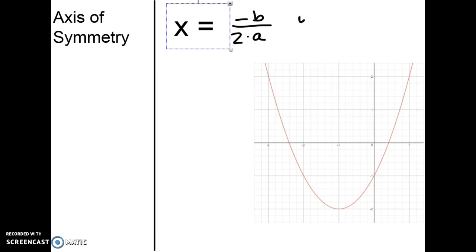So if we had our standard form here, ax squared plus bx plus c, we would just take our b term and our a term. Doesn't really matter what our c is. Our b term and our a term, and we'd plug it into this small little formula to find out what our axis of symmetry is. And what the axis of symmetry is, just defining it, is a line that splits the parabola in half.